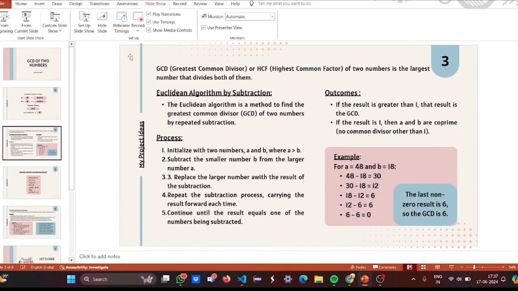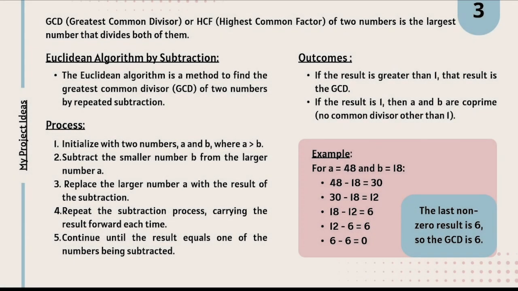Here there is a typo. Here we have multiple 3, no worries, and it's understandable, right? So replace the larger number A with the result of the subtraction. When you repeatedly subtract, the result of the subtraction must be reinitialized to the variable A. Then repeat the subtraction process, carrying the same process further. Then continue until the result equals one of the numbers being subtracted.